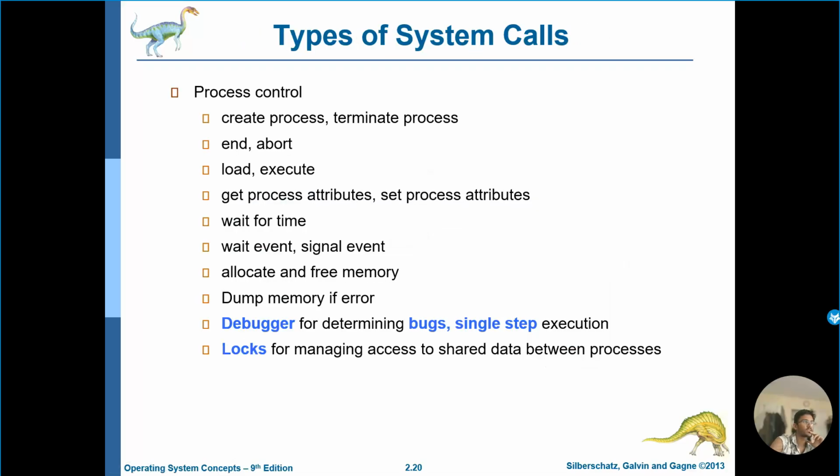So there are many types of system calls. Creating processes, terminating processes, and abort. There's also a lot of working with memory and processes, dumping memory, a debugger for determining bugs. We're going to talk about the locks, managing access to shared data between processes.